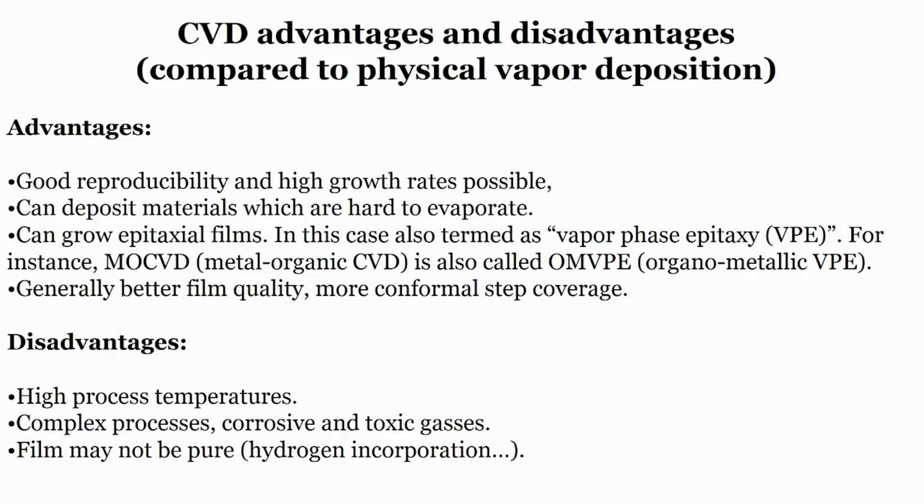Now, let us see the advantages and disadvantages of chemical vapor deposition over physical vapor deposition, if that is a question: when I compare CVD with PVD, what are the advantages of CVD over PVD, and what are the disadvantages? The first advantage is good reproducibility and high growth rates. We can reproduce a film much more accurately and with a higher growth rate compared to PVD.